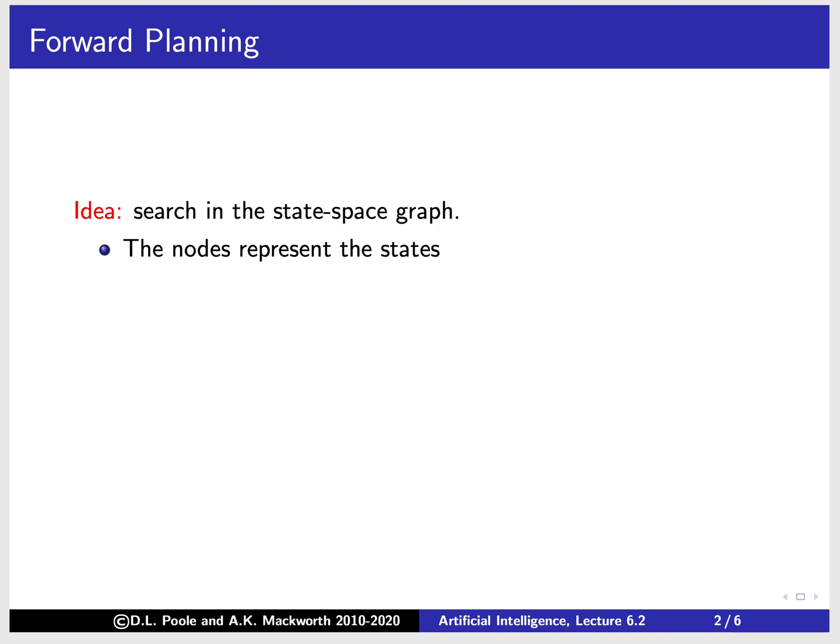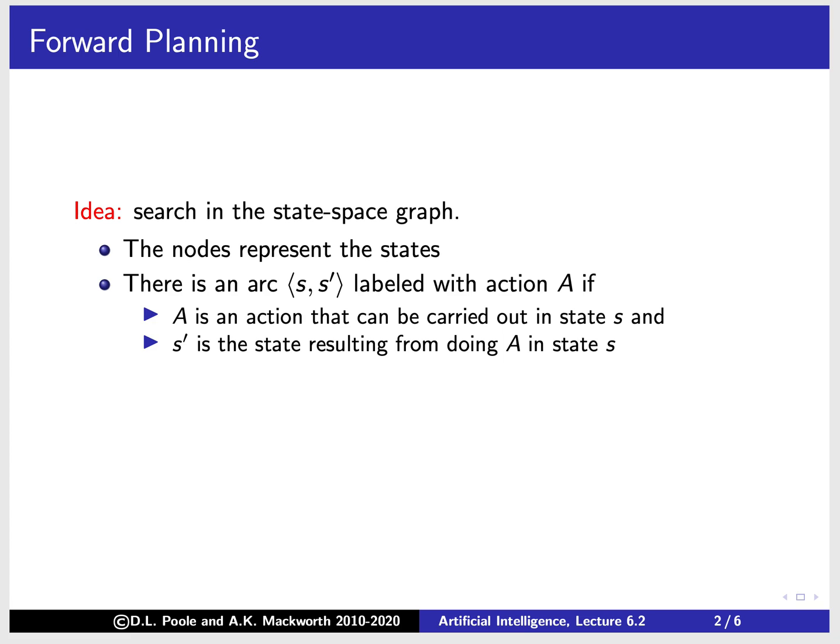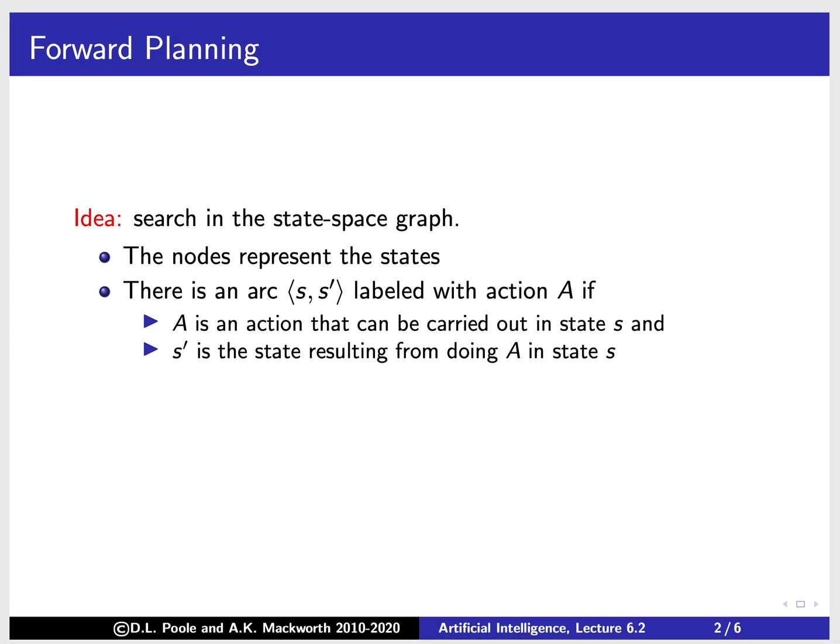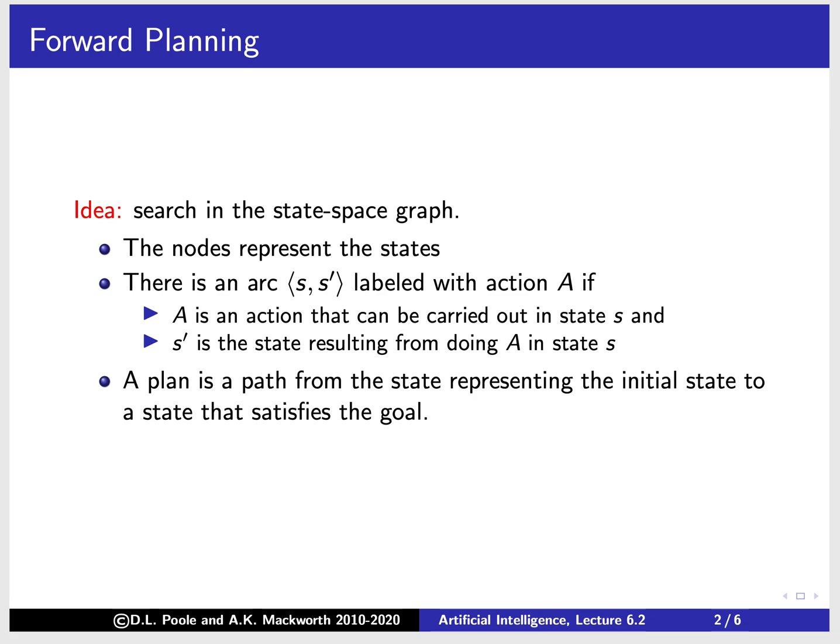The first model we're going to do is called forward planning. I'm going to search in the state space graph, like the examples we've done before. The nodes represent states, and there's an arc between state S and state S prime labeled with action A if A is an action that can be carried out in state S. In terms of STRIPS, it has the preconditions satisfied in S, and S prime is the state resulting from doing A in state S. So A is possible, and S prime is the resulting state. A plan is a path from the state representing the initial state to a state that satisfies the goal. That's what we're going to try to do here.